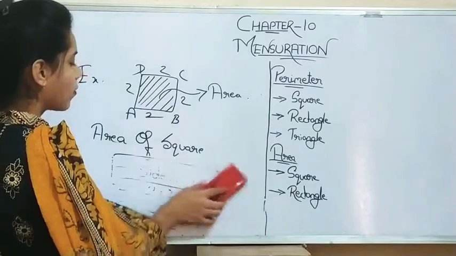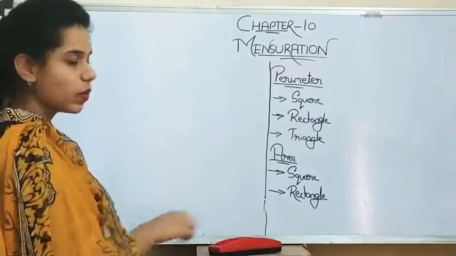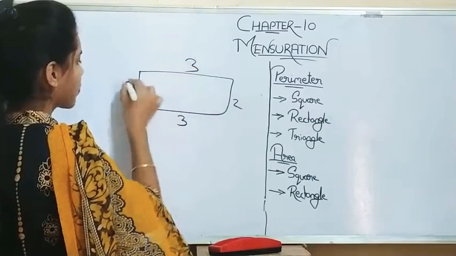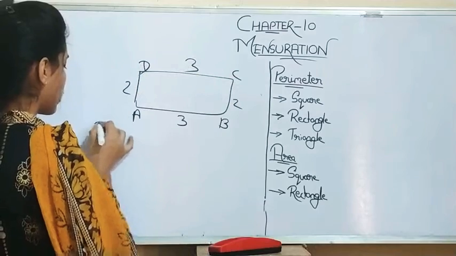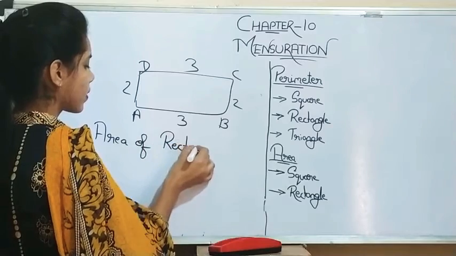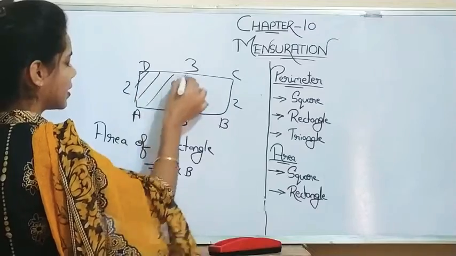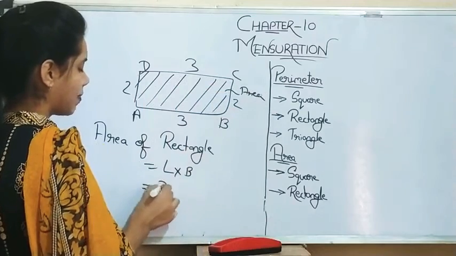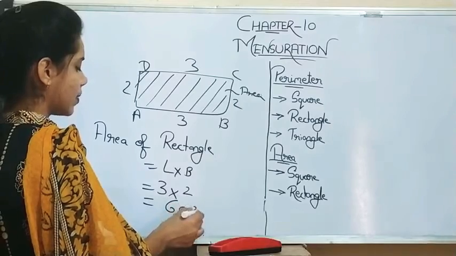Now what will be the area of rectangle? Rectangle means whose opposite sides are equal. Suppose this is 3, this is 2. Area of rectangle is length multiplied by breadth. This region will be the area. Length multiplied by breadth. So length is 3, breadth is 2. 3 2s are 6 centimeter square.